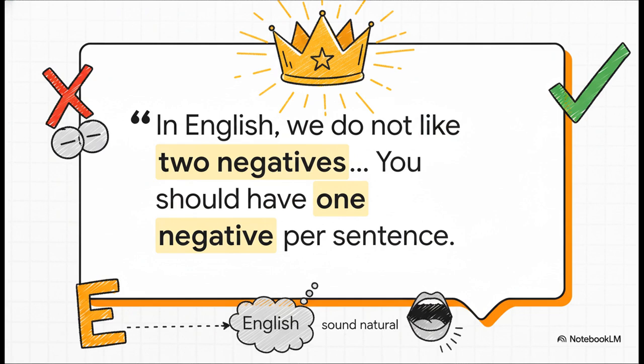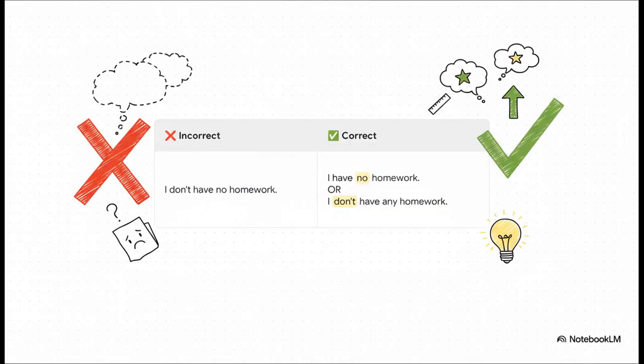You only need one negative word in a clause to make your point. Just remember this little mantra: one negative per sentence. That's it. It'll make your English sound so much clearer. So let's look at a classic mistake. A sentence like "I don't have no homework" is actually incorrect. Why? Because it has two negatives, "don't" and "no."